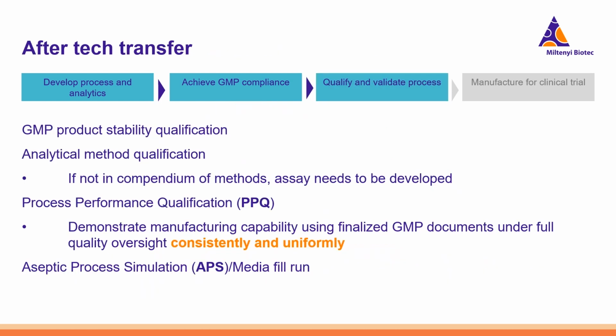Following successful tech transfer and achieving GMP compliance, the stability of the GMP product needs to be qualified. The analytical methods used for QC also need to be qualified, and it's actually more complicated if some novel methods are used which are not in the compendium of methods, because then also assays for qualification need to be developed. Further, process performance qualification runs need to be performed.